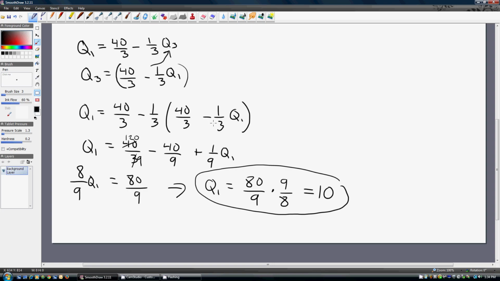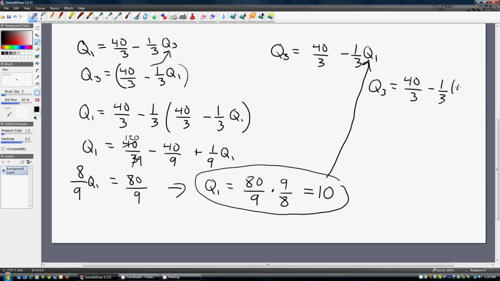How about firm 3? Well, firm 3's output is given by this equation. So if firm 1 is producing 10 units, you're going to see that firm 3 is going to produce 10 units. So 40 divided by 3 minus 10 divided by 3 is just 30 over 3, or 10. So firm 3 produces 10 units.